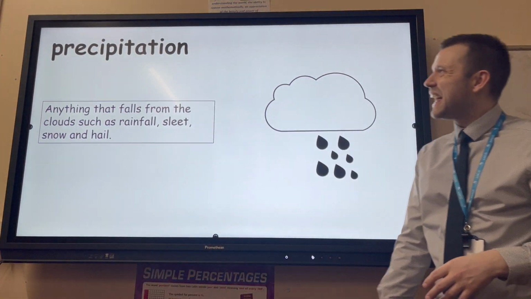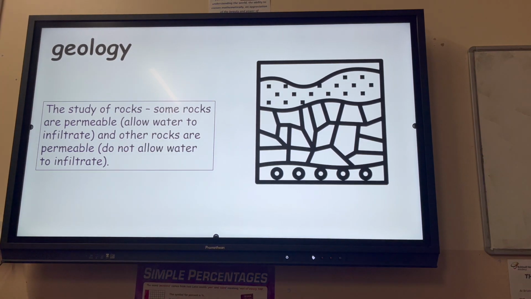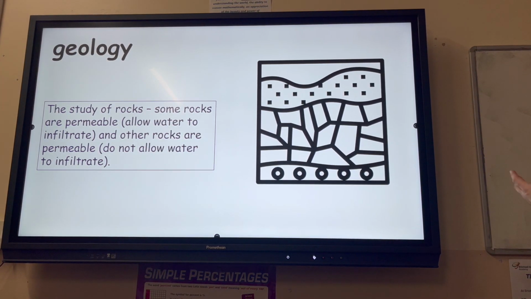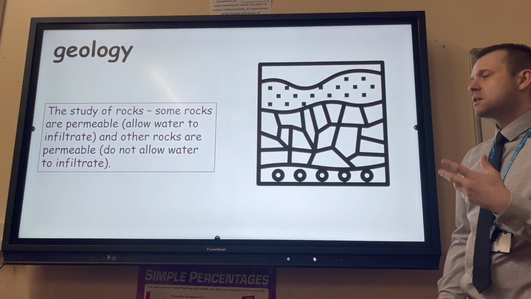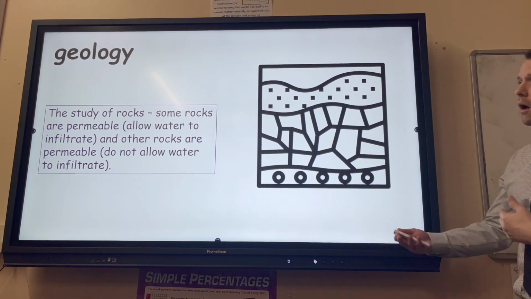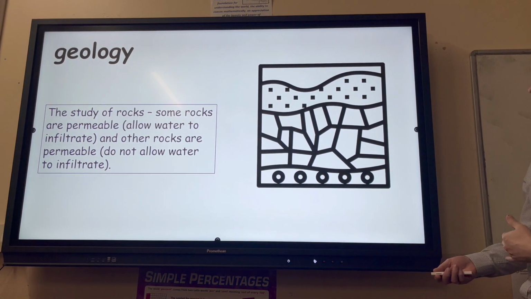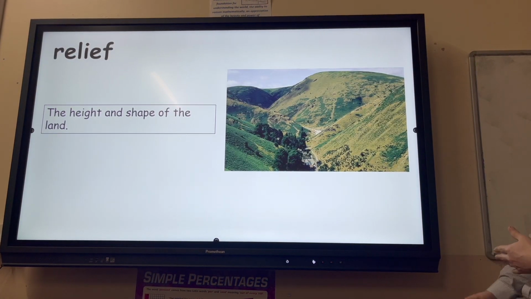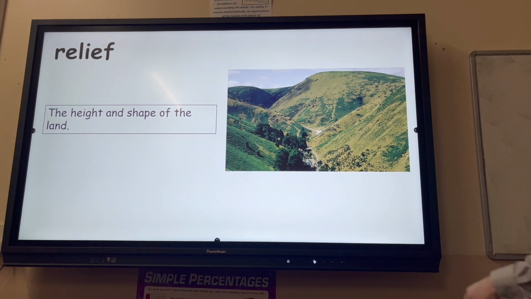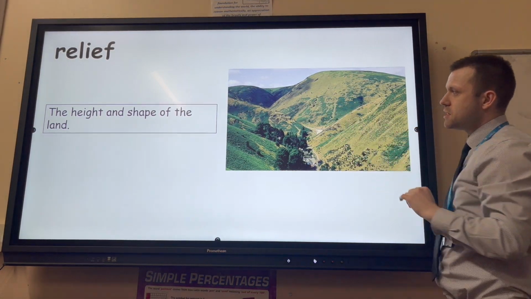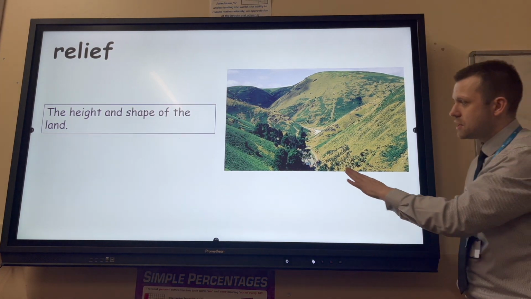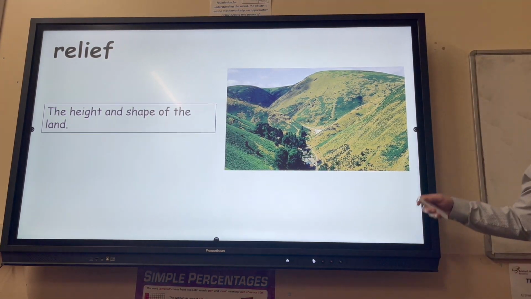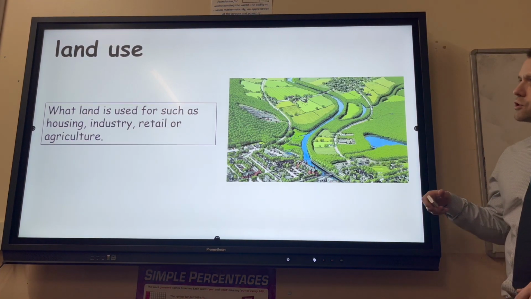Precipitation is the posh word we use for anything falling from clouds, and that can be rainfall, sleet, snow and hail. Geology is the study of rocks, and ultimately we want to know whether rocks allow water to move through them or don't, as this can create flooding. Relief is the height and shape of the land. This land has got very steep relief, this very steep-sided valley, and you might recognise this as Carding Mill Valley, where some children often do river studies.